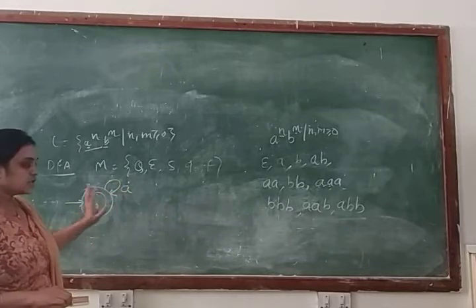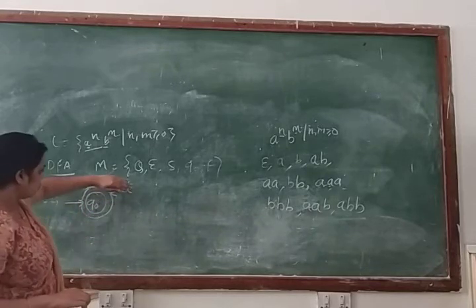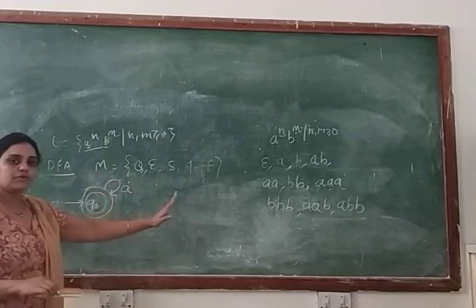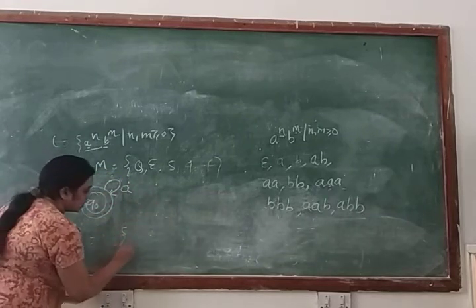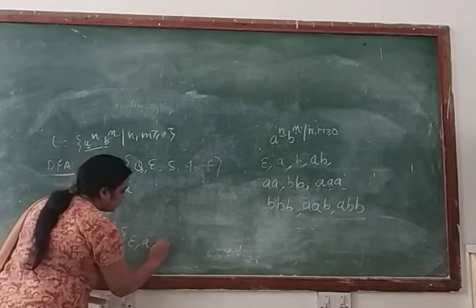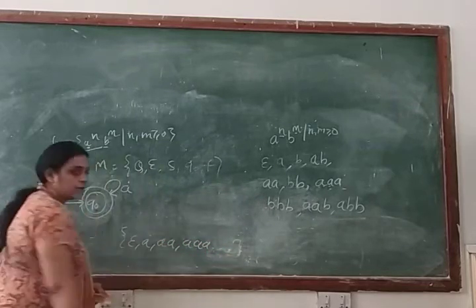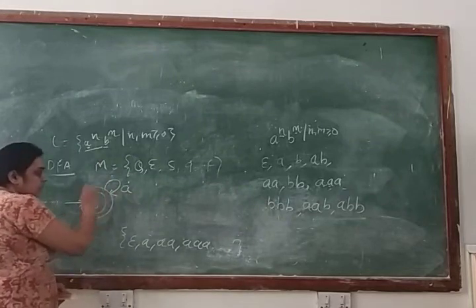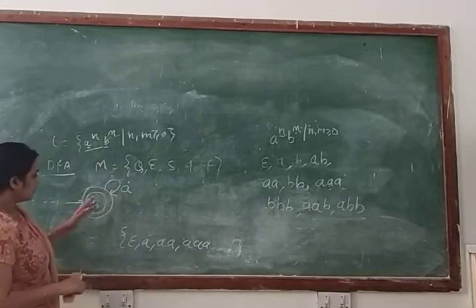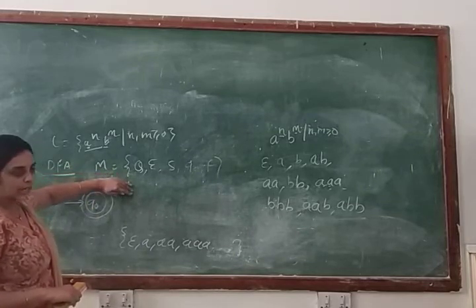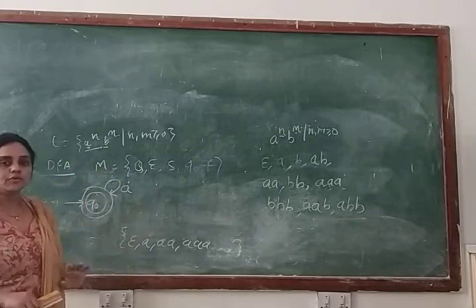If you are making a transition in the form of a self loop, that means your machine will accept epsilon or any number of A, meaning epsilon, A, double A, triple A, like that to infinity. Clear? That is the meaning of a self loop. So here, what is the meaning of the self loop?